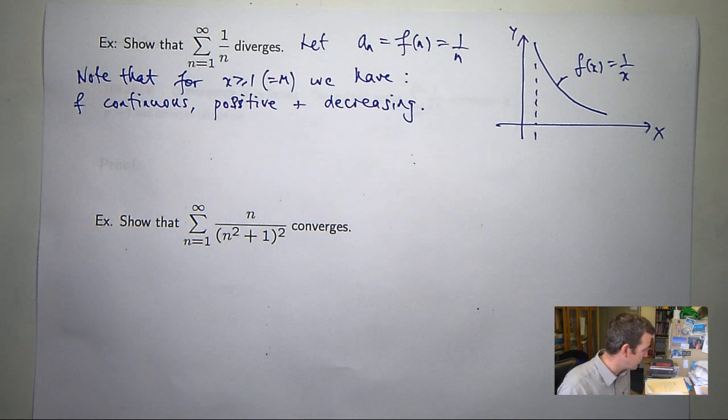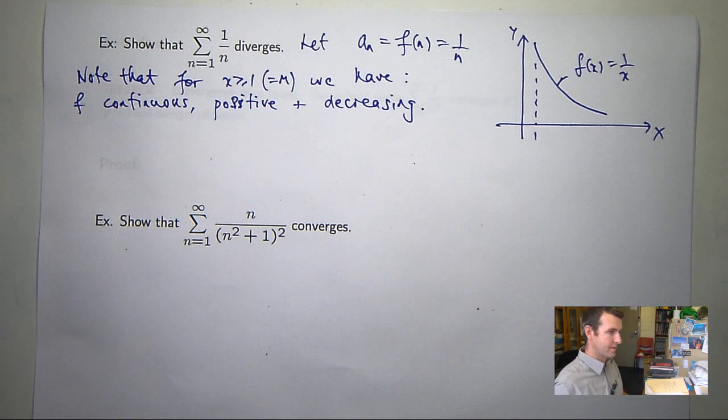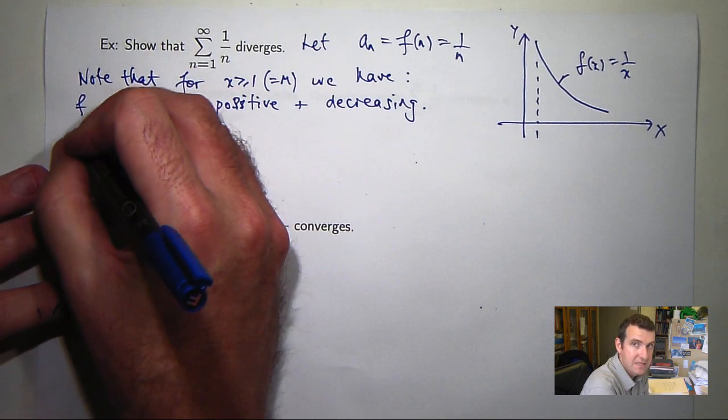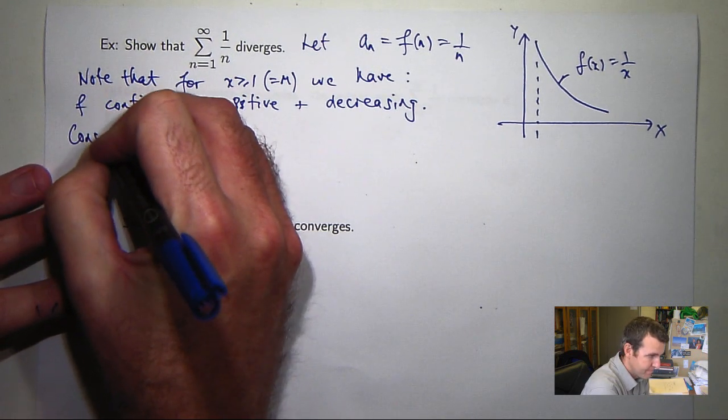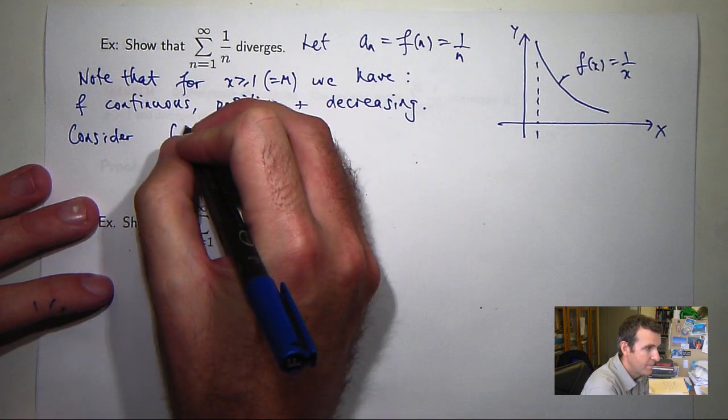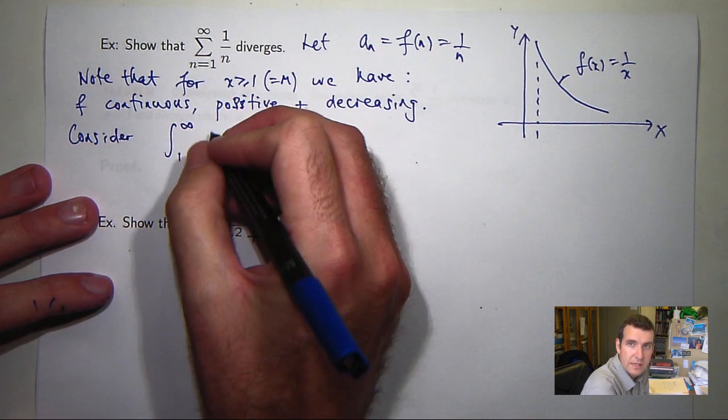All right, so I've clearly recognised there that f is a continuous function, it's positive and decreasing for all x greater than or equal to 0. So all I really need to do now is to evaluate the improper integral associated with this function. So what I'm going to do is integrate 1 on x from 1 off to infinity.